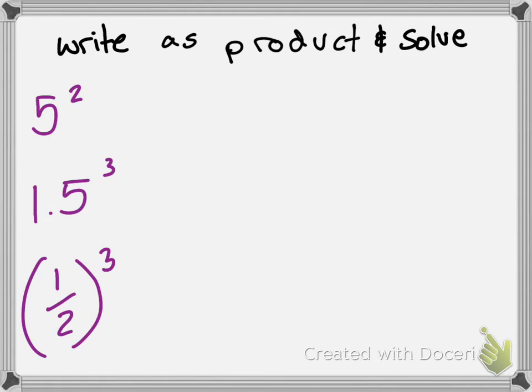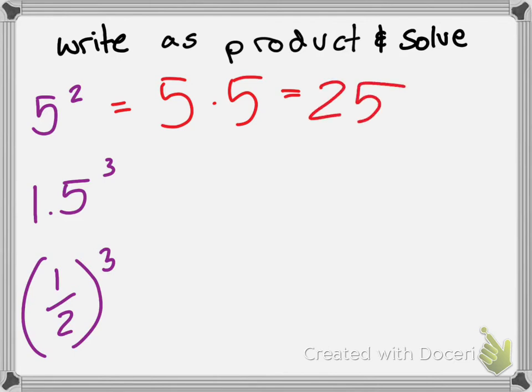I want you guys to write this as a product first. It says and solve, but we will solve together. So Camilla, 5 squared. How would I write that as a product? You would write 5 squared as 5 times 5. Perfect. Two fives, because we write 5 two times. And then what's the answer? 25. Excellent. Amelia, what about 1 and 5 tenths, 1.5 to the 3rd power? How would I write that, Amelia?